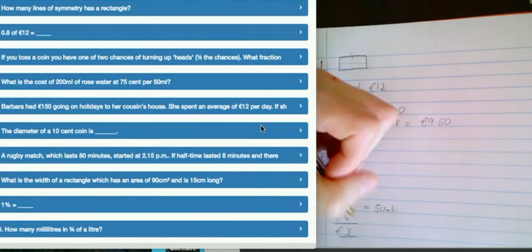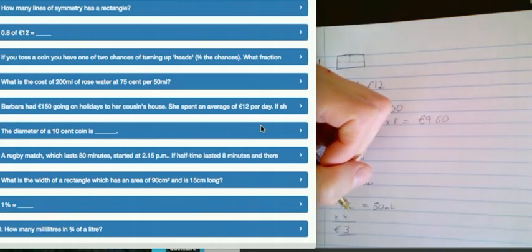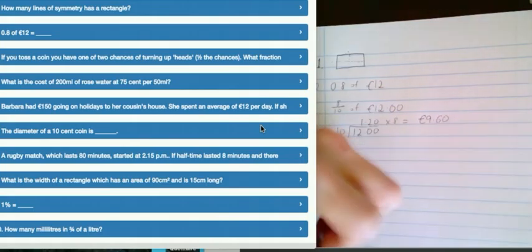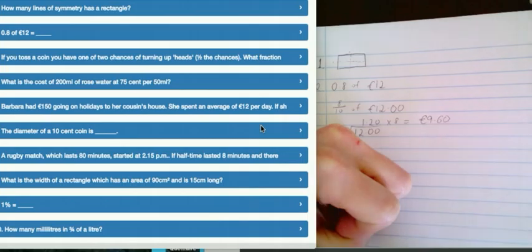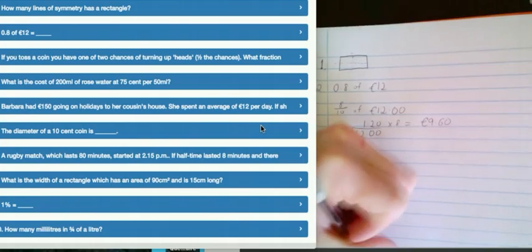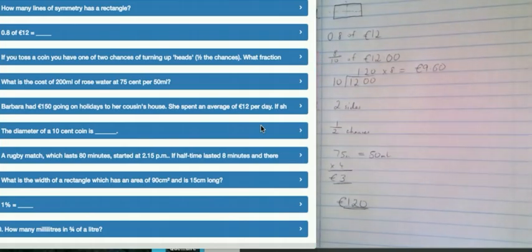Question 5. Barbara had €150 going on holidays to her cousin's house. She spent an average of €12 per day, and she still had €30 left for returning home. How many days had she been on holidays? So she had €150 first of all, and we take away the €30 she had left when she was coming home. So 150 take away the €30 means that altogether she spent €120 on her holiday.